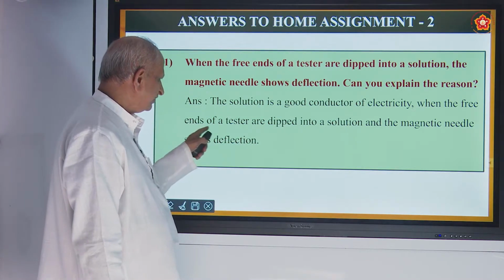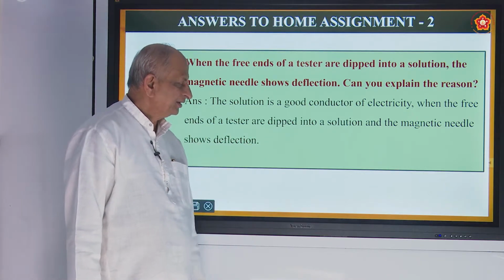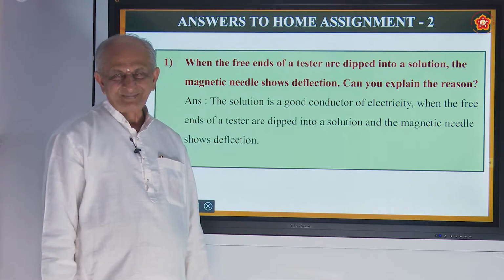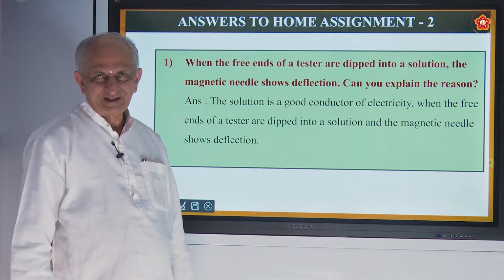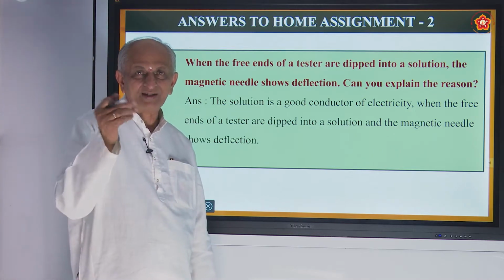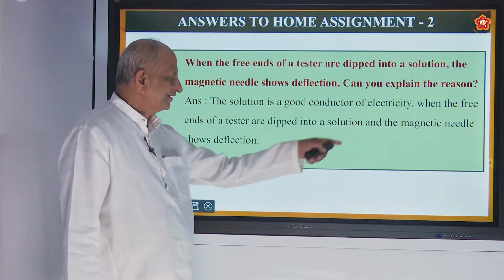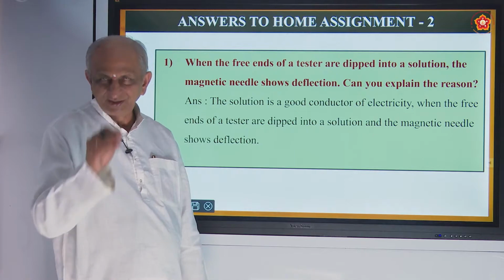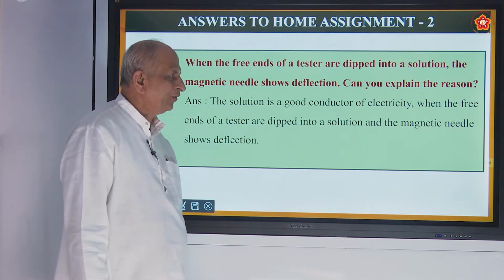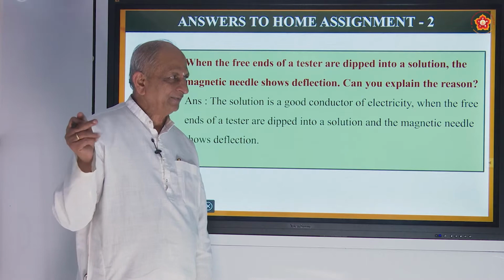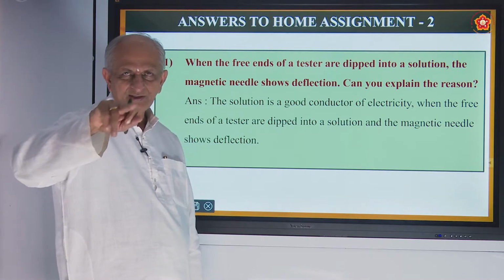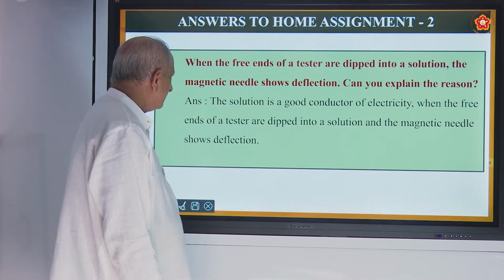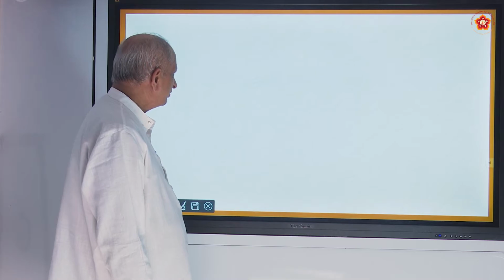When the free ends of a tester are dipped into a solution and the magnetic needle shows deflection. Sometimes even if you take only tester, it may not give answer, especially small currents. Then this magnetic needle will help, also called as compass needle. Small change also it shows. What does it show? It shows that whenever the current is flowing, there will be magnetic effect. That is the meaning. So there will be deflection. That is what you can make out.